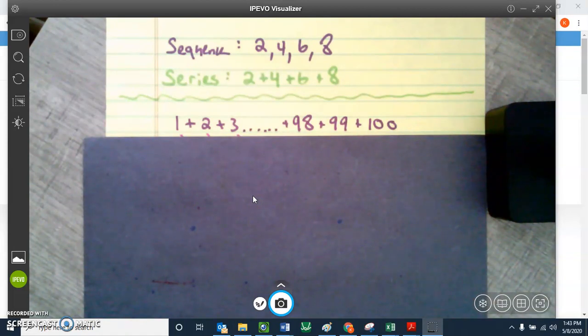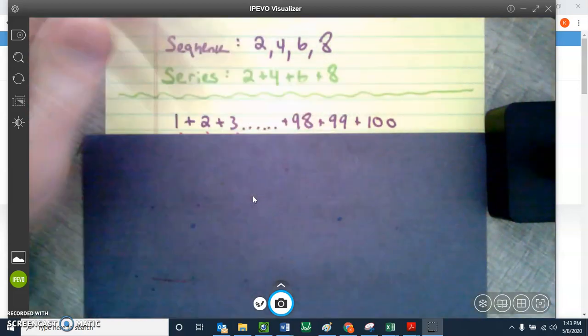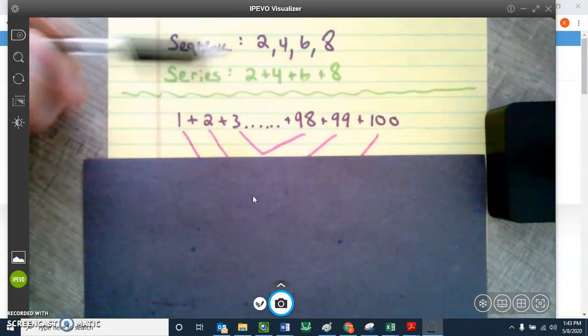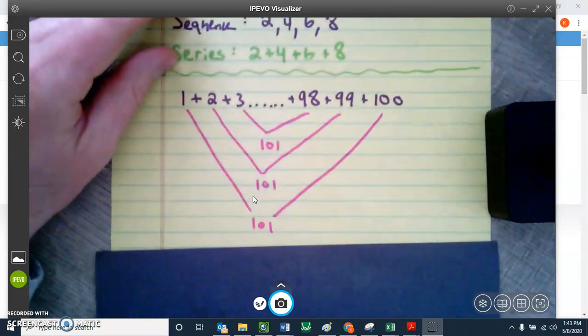How did you do that? And instead of just adding 1 plus 2 plus 3 plus 4 plus 5 plus 6, Gauss took a different tack with this and said, well, if I add the first number and the last number, and the second number and the second to last number, and the third number and the third to last number, you're going to get the same sum every time.